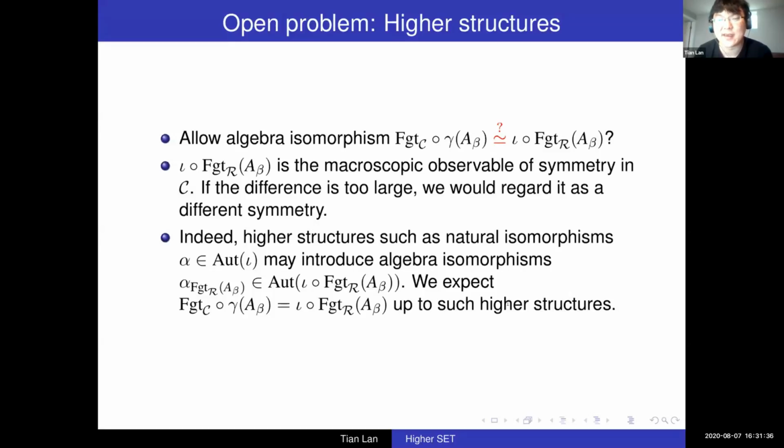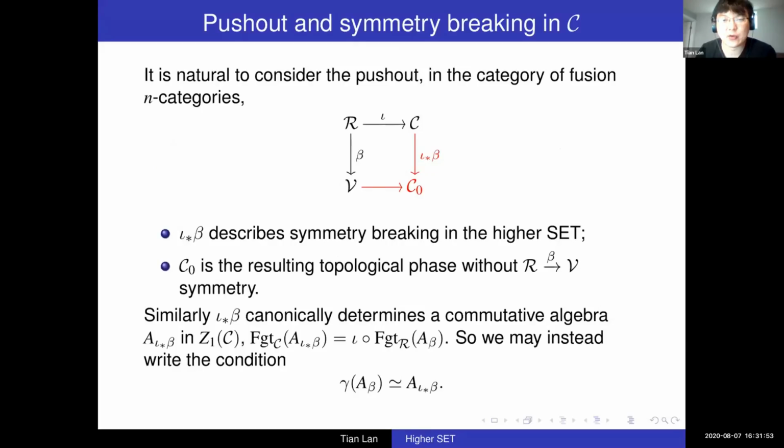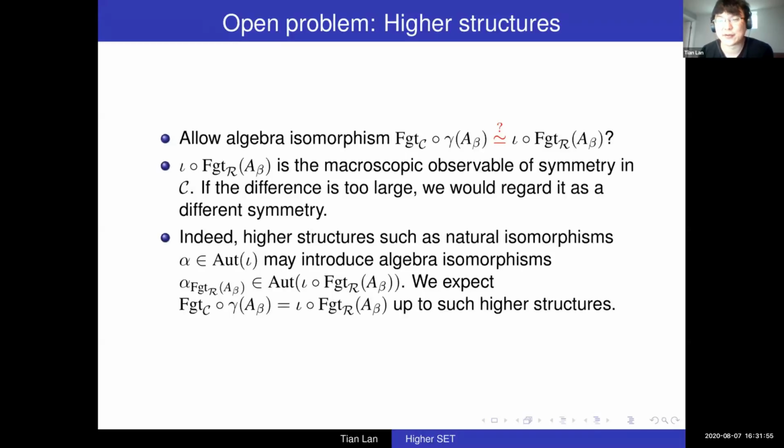But at the moment, it's hard for us to state this criterion very precisely, because we don't really understand this higher structure very well. But remember that this algebra isomorphism, at least for now, we don't regard as some additional data. So that basically completes our definition for higher symmetry and higher SED.